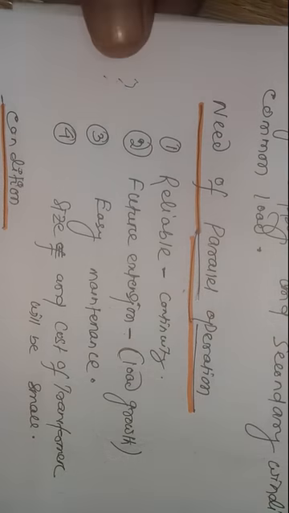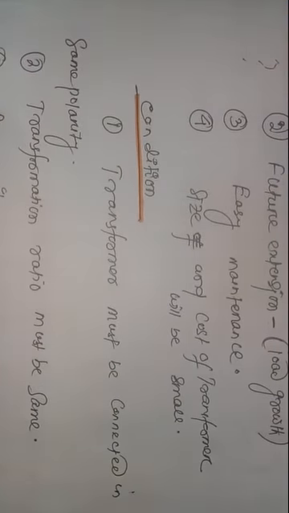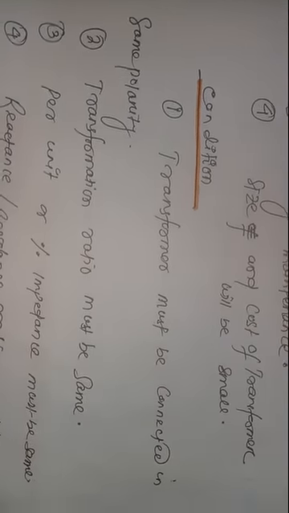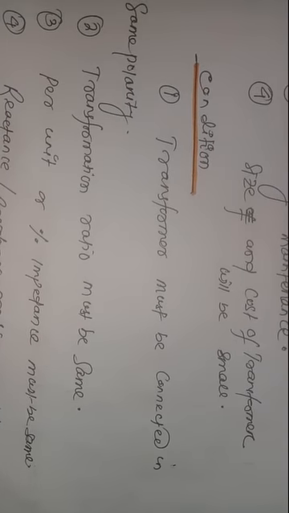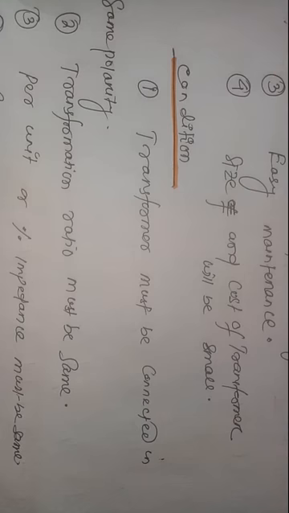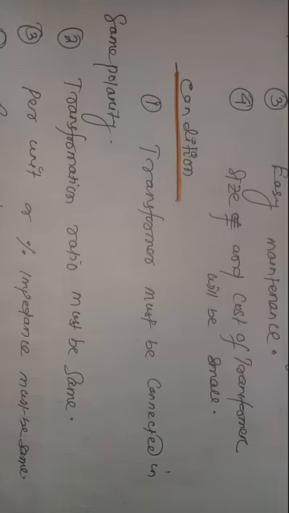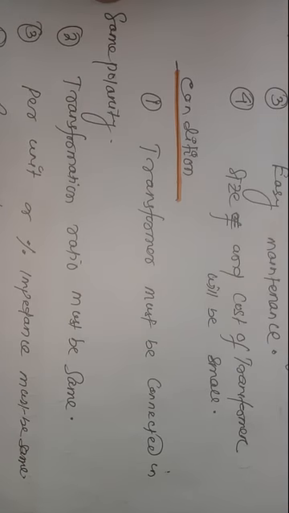Next, what are the conditions that are essential for the parallel operation of transformers? I will highlight some points here. First, the transformers must be connected with the same polarity, which can be obtained from the polarity test that we have already gone through in the previous videos. Second, the transformation ratio must be the same, the per unit or percentage impedance must be the same, and the ratio of resistance to reactance must be the same. These are the few conditions.